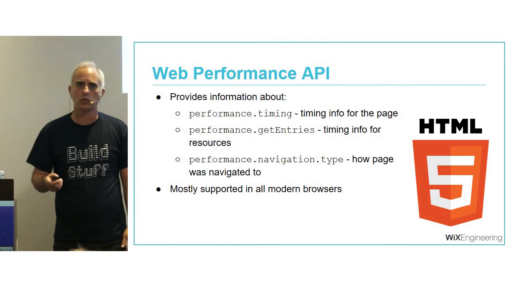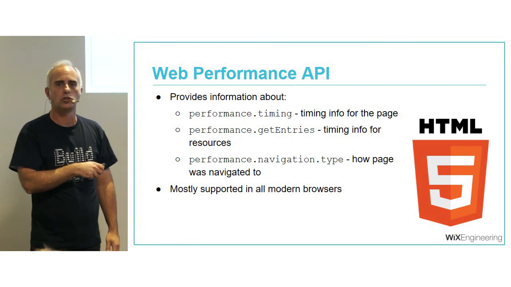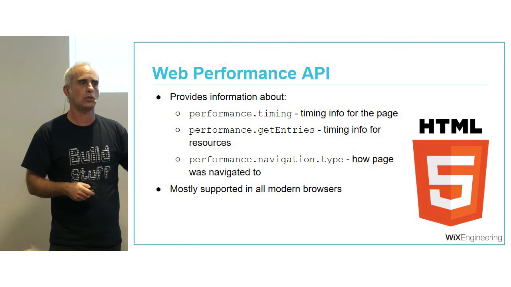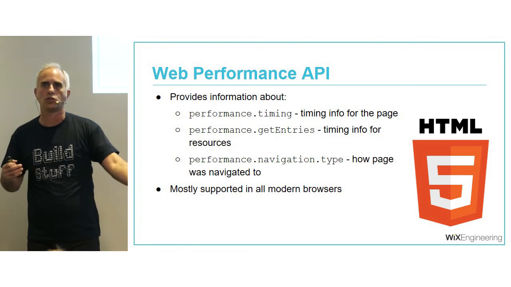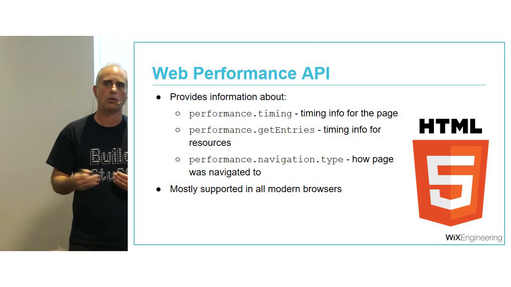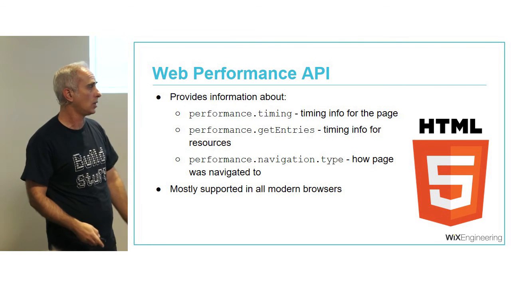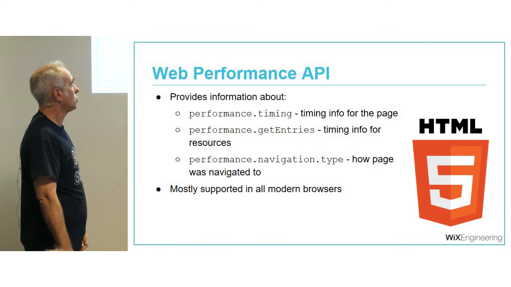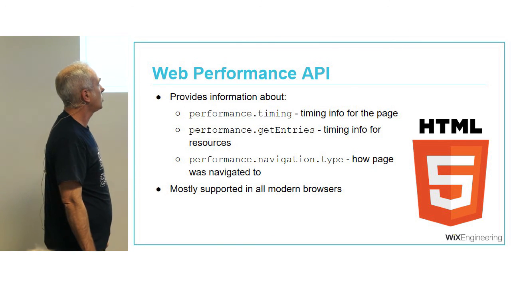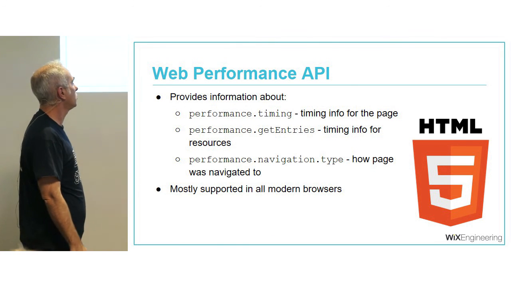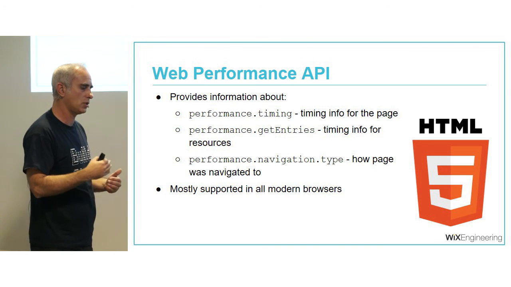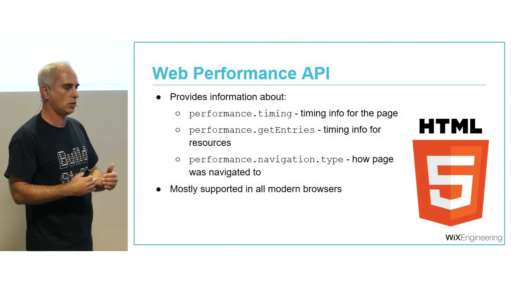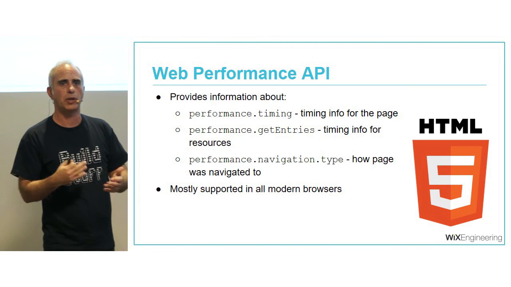There's getEntries, which you can use to obtain similar information about every other resource that you download. So if you have a large JavaScript file and you want to know how long that takes to download, you can use that. There's also navigation type, which is important because it tells you how the page was navigated to, whether it's just a regular navigation or whether it's a page reload.